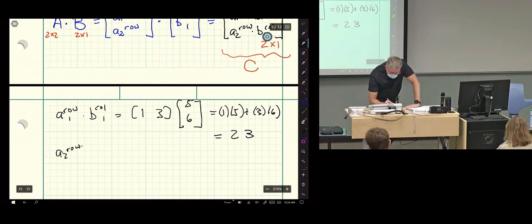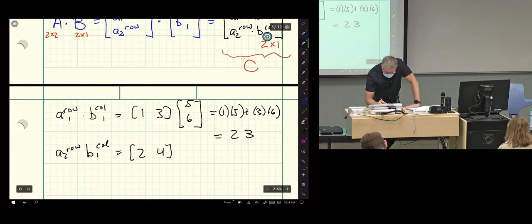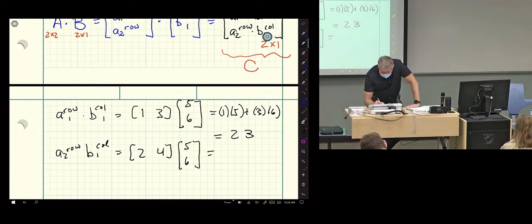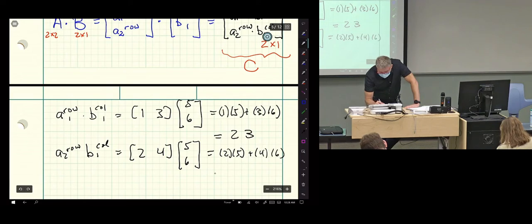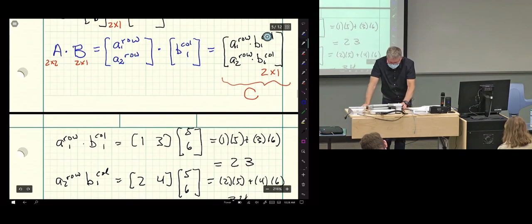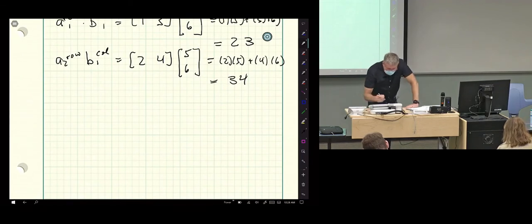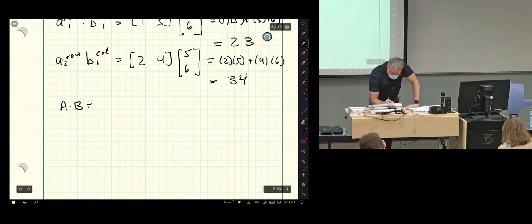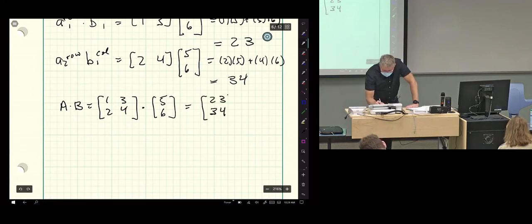And then A2 row times B1 column is 2, 4, 5, 6. And so we multiply the 2 times the 5, and we add that to the 4 times the 6. 24 and 10, we get 34. Okay, so then A times B, which is 1, 2, 3, 4, times 5, 6, is 23 and 34.